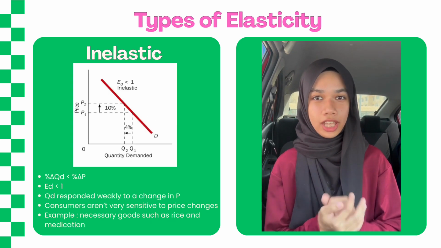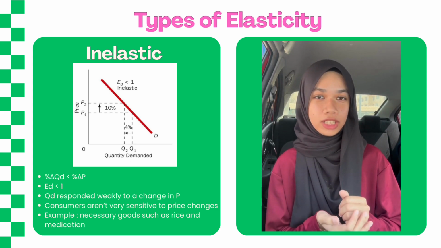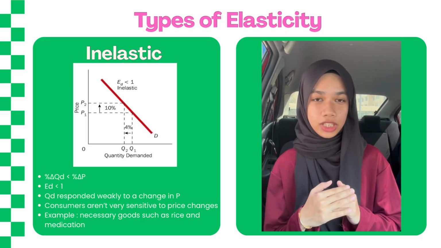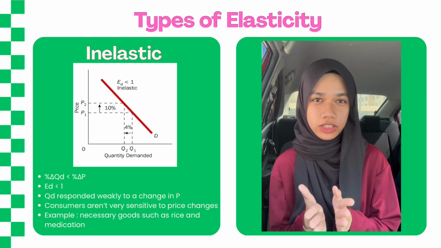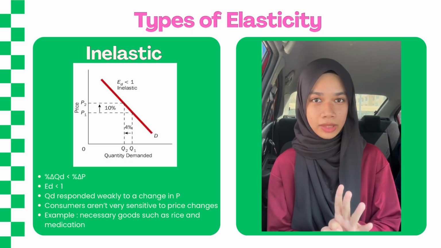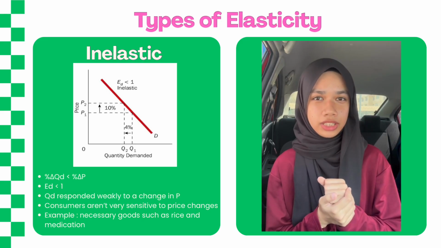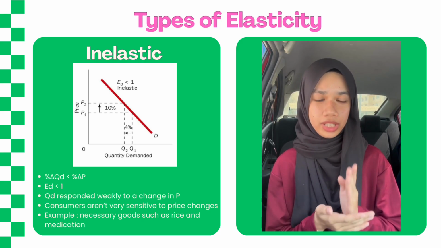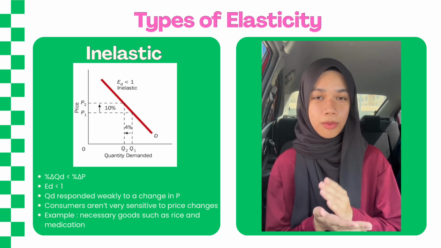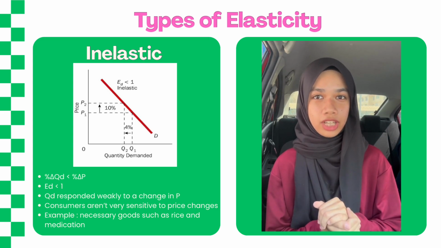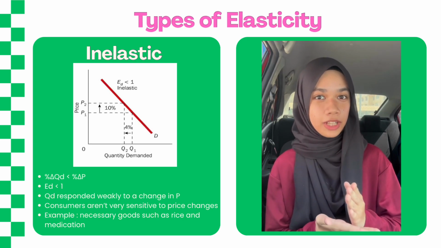Next, let's take a look at inelastic demand. Inelastic demand occurs when the percentage change in quantity demanded is less than the percentage change in price. In this case, a 10% change in price only leads to a small change in quantity demanded, which is 4%. This means elasticity is less than 1. Consumers are not very sensitive to price change and demand responds weakly. Examples of inelastic demand include necessary goods like rice or medication, which people must buy regardless of price. In short, inelastic demand is the opposite of elastic demand.